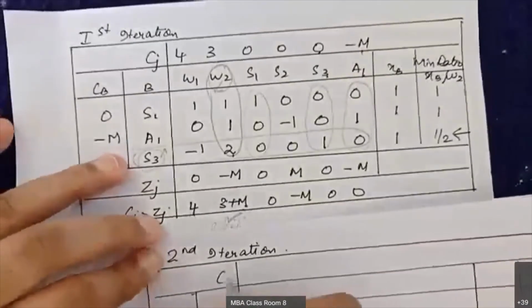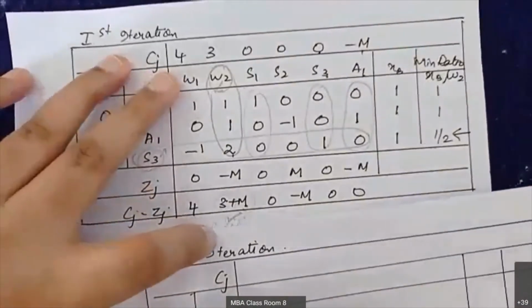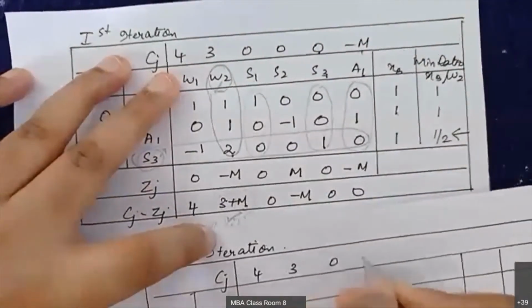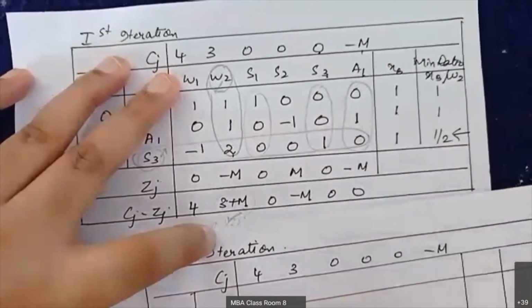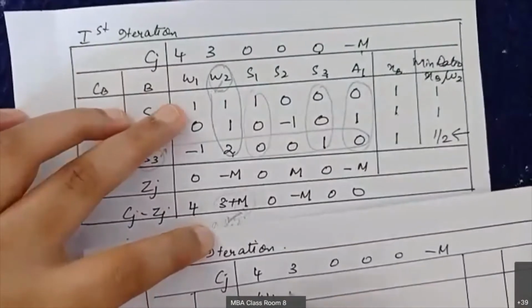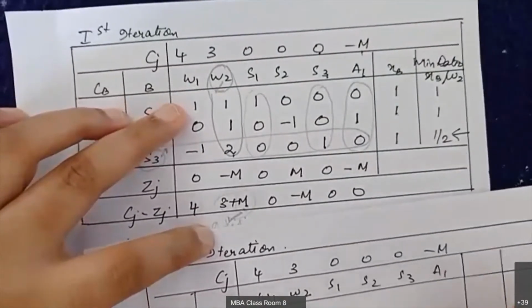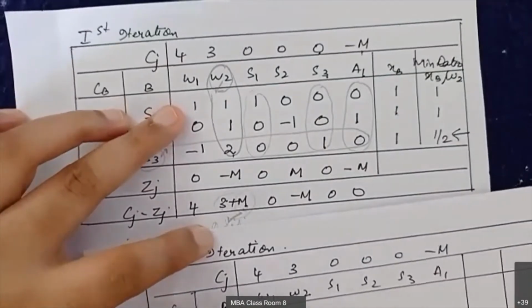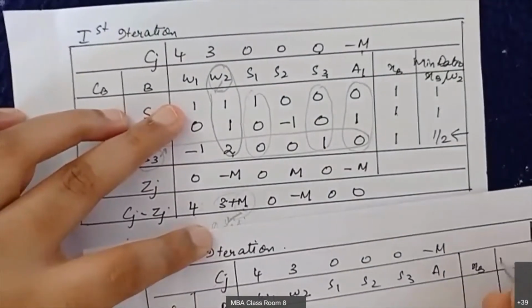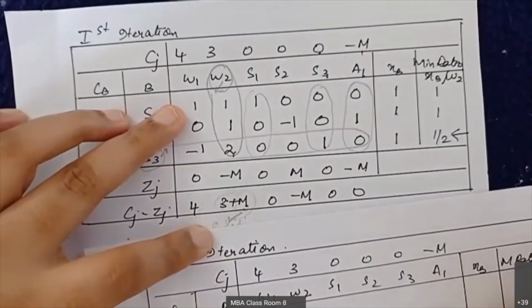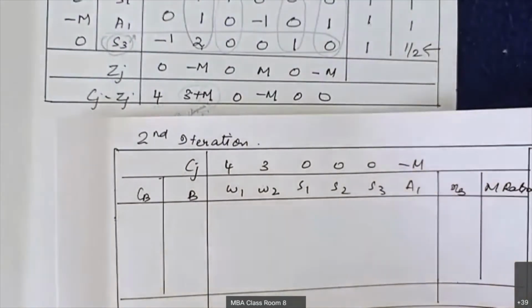So Cj is going to be the same. We have 4, 3, 0, 0, 0 and minus m. The variables are going to be W1, W2, S1, S2, S3 and A1. Here we have B, CB, XB and minimum ratio. The variables I'm going to write down. Please do it for yourself.